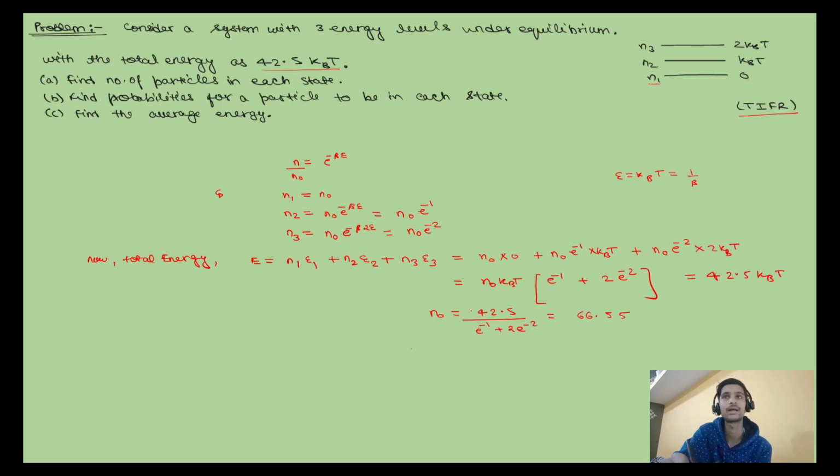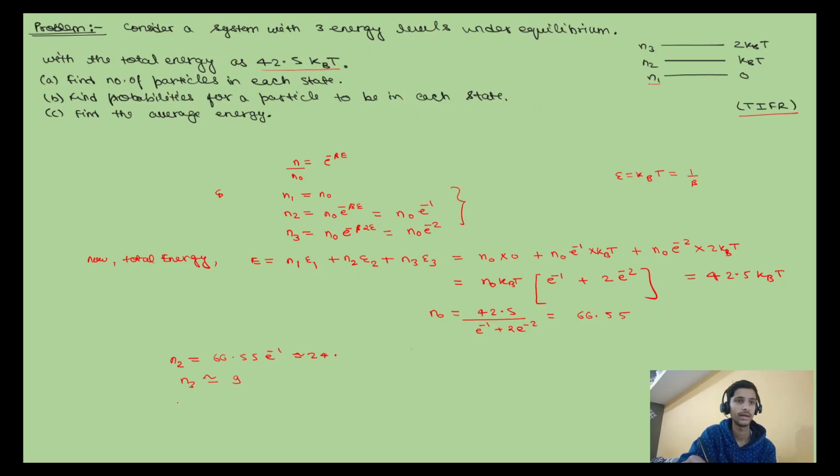N naught is the number of particles that will be in this zero energy state. So from here, using these equations, you can find the value of n2 as 66.55 e raised to power minus 1, and this value is around 24, let's say, and the value of n3 will be around 9. Okay, so this is the number of particles that are in all these states.